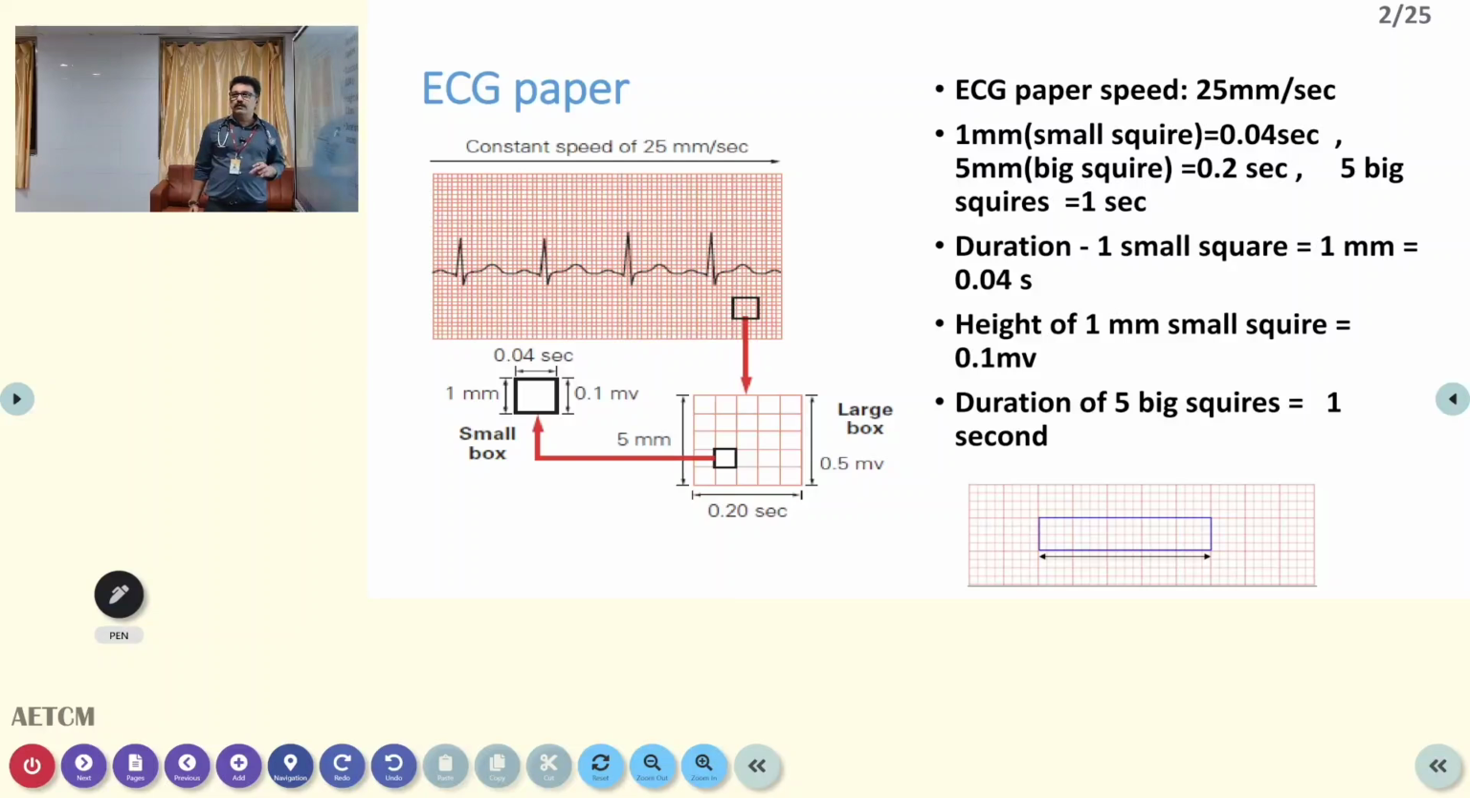ECG paper goes at a speed of 25 millimeter per second. A small square is 0.04 second. Five small squares, or one big square, is 0.2 seconds, and 5 big squares is 1 second. So that is the speed of ECG. Sometimes these things are required when you are reading the ECG, but most of the newer ECGs will tell you the rate, the rhythm, all these things. However, we should know the basics of ECG.